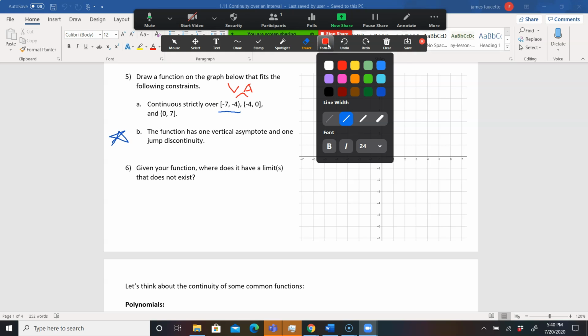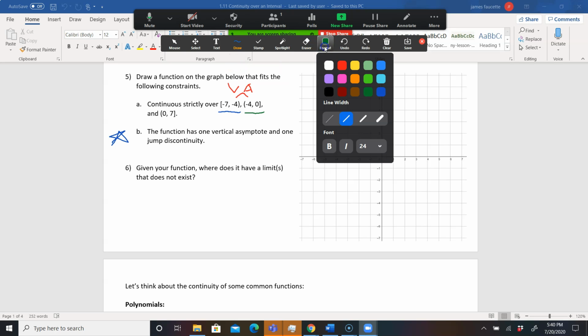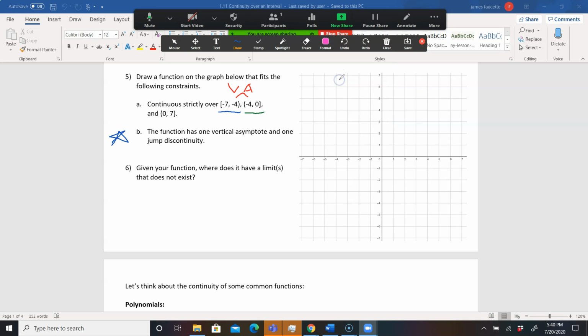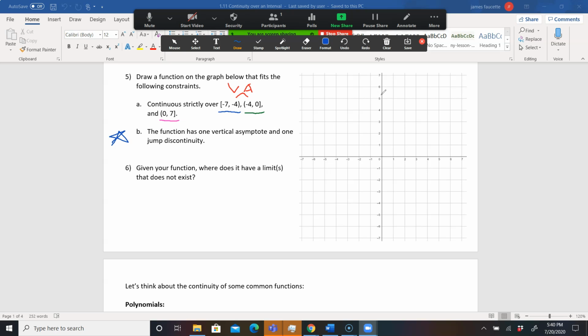I just wanted us to plan a bit ahead. Let's use green. And we'll use pink for our last interval. So if we look at our blue interval, we're going to pick a value for x equals -7. We'll pick that y value of -3, and I'm going to have it approach positive infinity. Okay, remember we have that vertical asymptote at x equals -4.